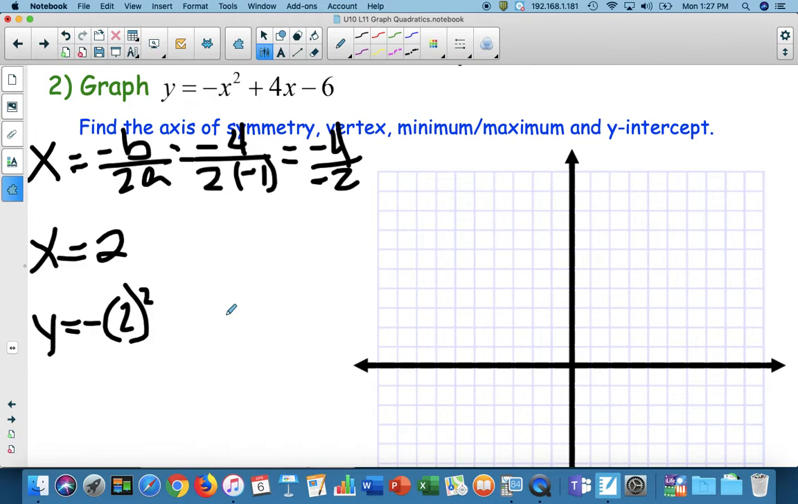Now I want to keep something in mind here. I want to point something out. There's no parentheses around the -x squared, which means it's negative times x squared. So do not put the negative inside the parentheses. That is so important. Please be careful with that.